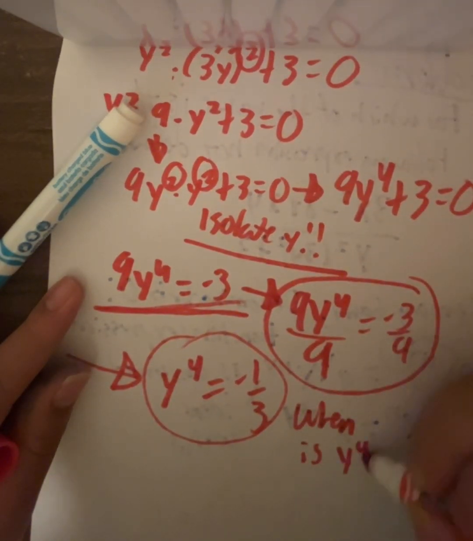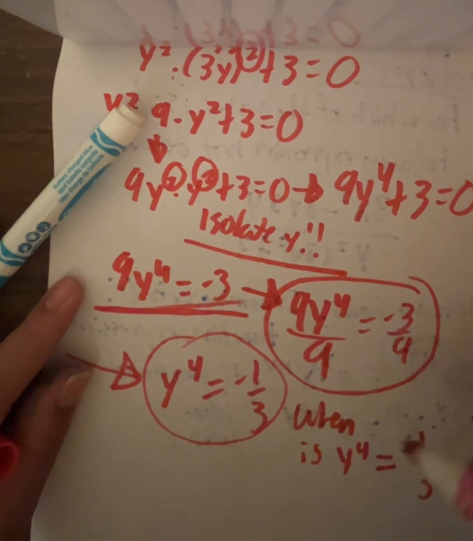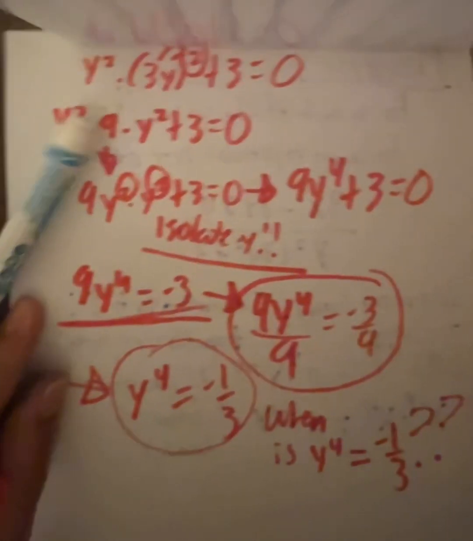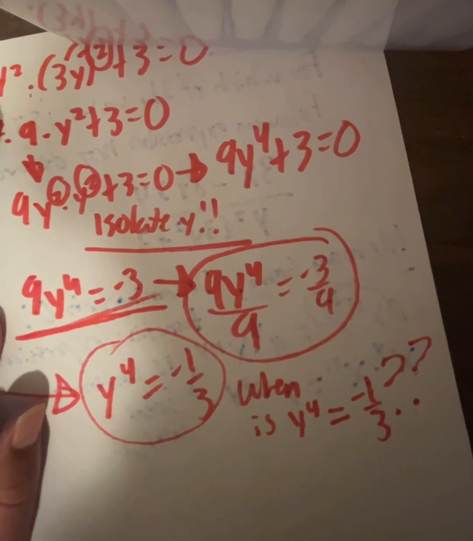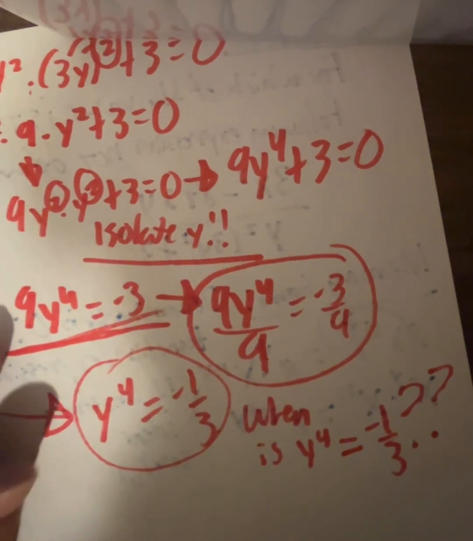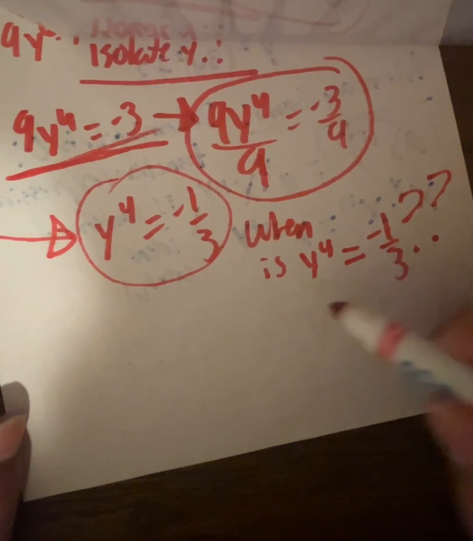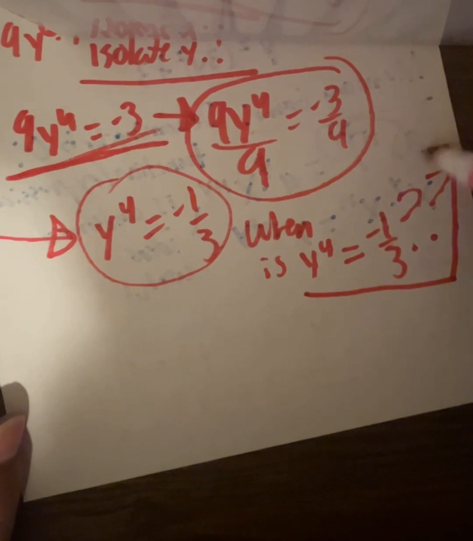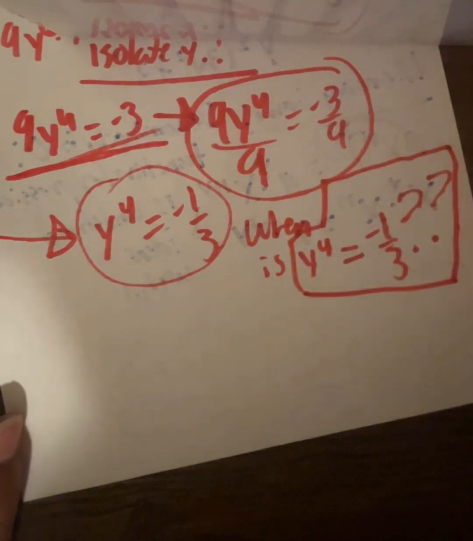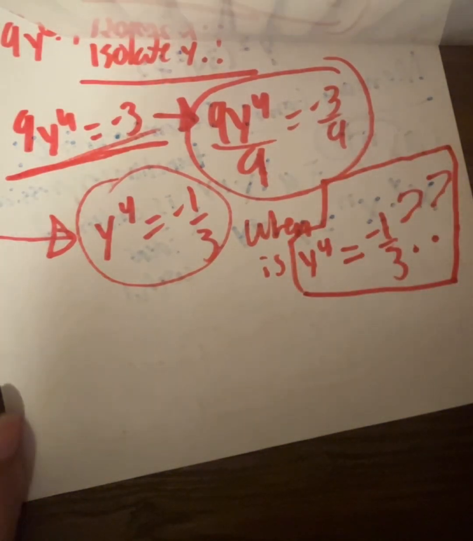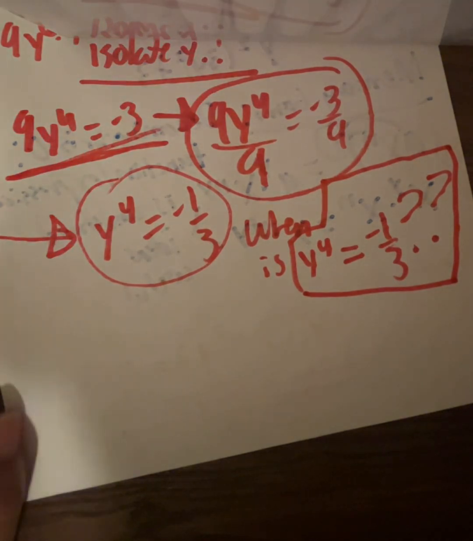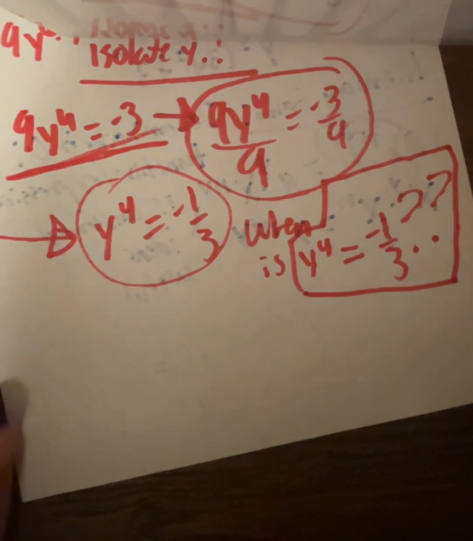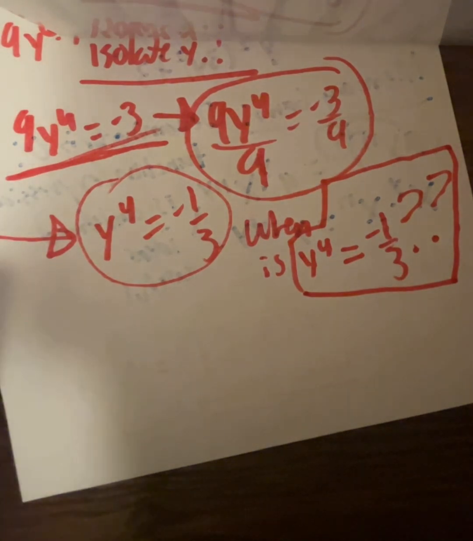When is y to the fourth negative 1/3? Big question mark. Any guesses from anyone? Well, the truth is that it's never.